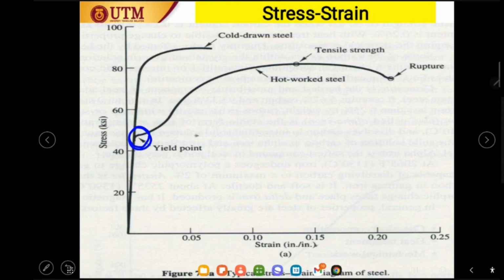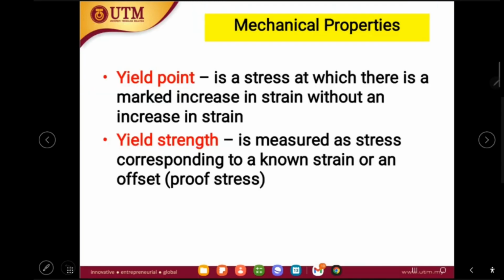Okay, they increase in terms of the strain, but they have no significant increase in terms of the stress. Sorry, this is increase in the stress. Okay, so that is the viewpoint.